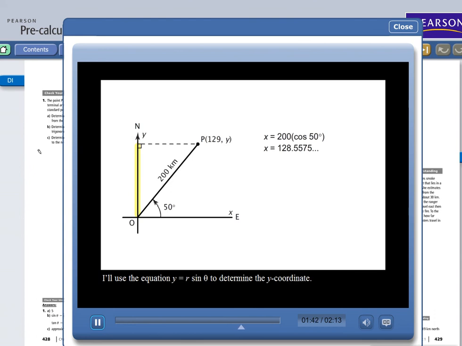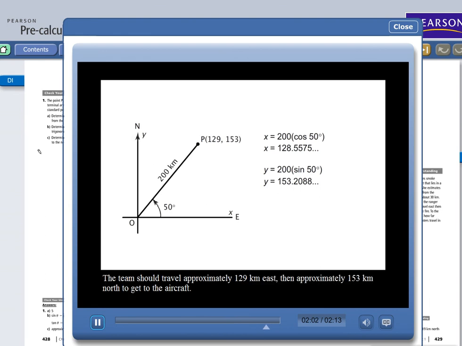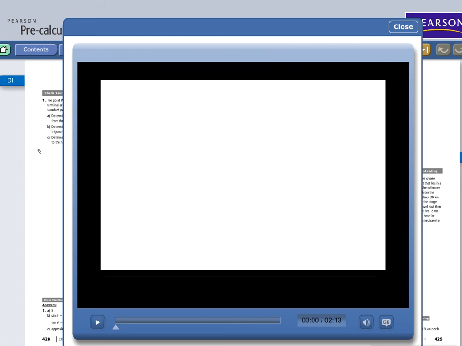The distance due north is the y-coordinate of P. I'll use the equation y equals r sine theta to determine the y-coordinate. R equals 200 and theta equals 50 degrees. So, y is approximately 153.2088. The team should travel approximately 129 kilometers east, then approximately 153 kilometers north to get to the aircraft.